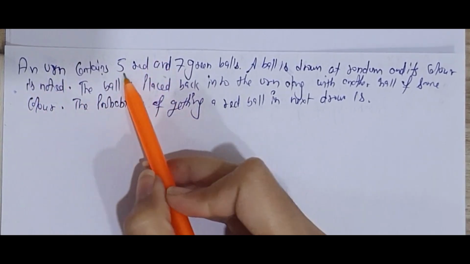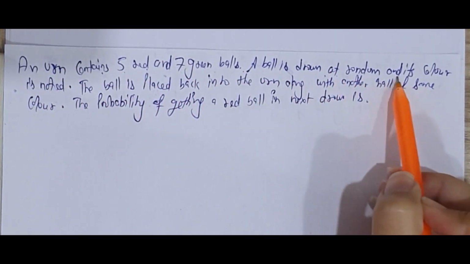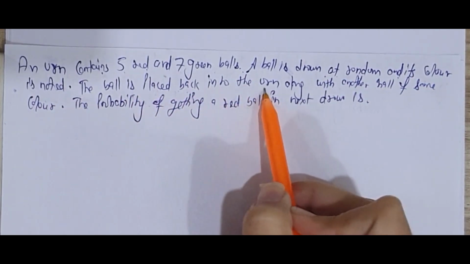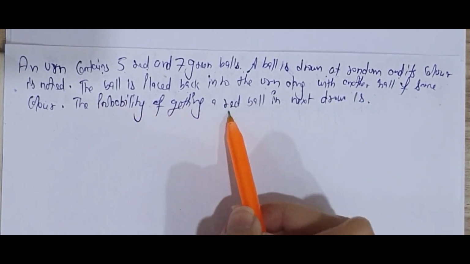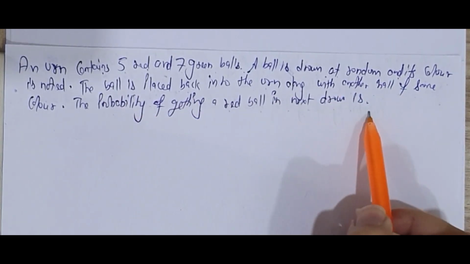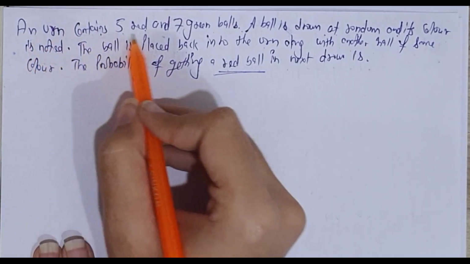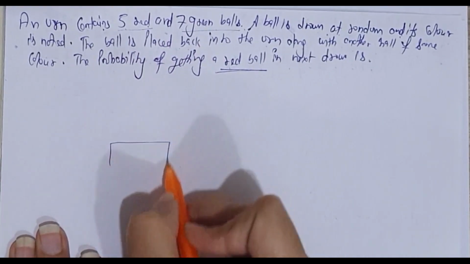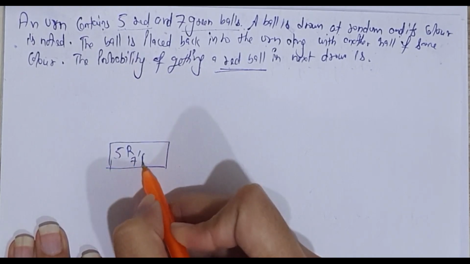An urn contains 5 red and 7 green balls. A ball is drawn at random and its color is noted. The ball is placed back into the urn along with another ball of the same color. The probability of getting a red ball in the next draw is? Here we have to find the probability of getting a red ball. Here there is an urn that contains 5 red and 7 green balls.